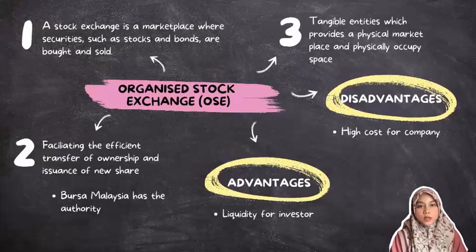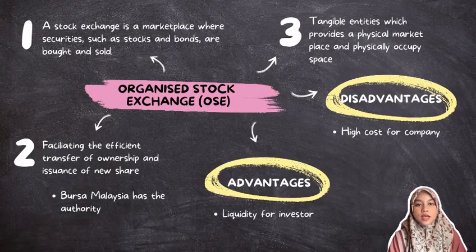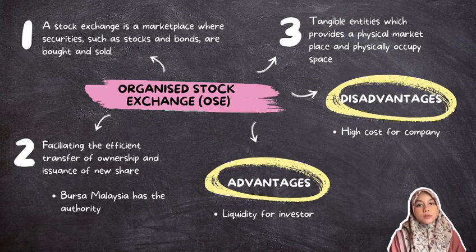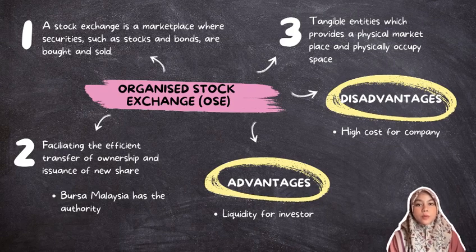What is organized stock exchange, known as OSE? OSE is a marketplace where securities such as stocks and bonds are bought and sold. OSE can facilitate the efficient transfer of ownership and issuance of new shares, but in Malaysia, only Bursa Malaysia has the authority to do so. OSE are also tangible entities, which provide a physical marketplace and physically occupy space. This can be referred to as physical infrastructure and location that facilitate the trading of securities.